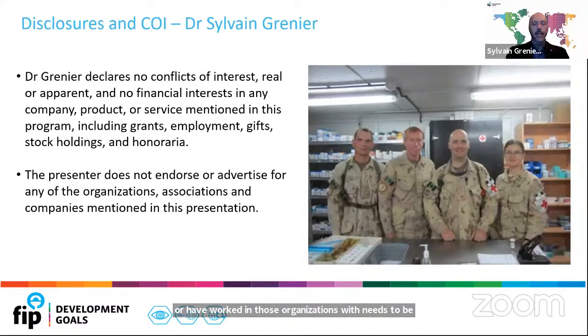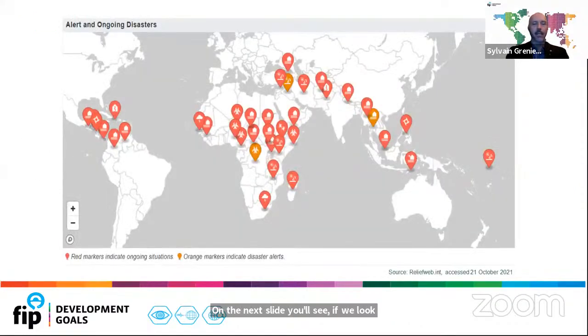On the next slide, you'll see, actually, this slide was taken last week. These are all the active disasters that are being tracked right now around the world. So we can see that disasters are current. It's not something that happened once and we don't see them again. On a week-to-week basis, I keep monitoring that website and it keeps changing and it's very dynamic.